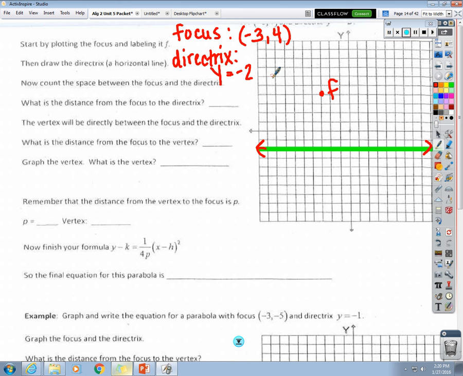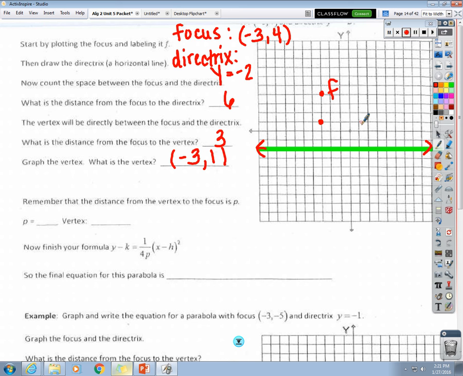Okay, now, what is the distance from the focus to the directrix? 6. So if our vertex is directly between them, what will the distance be from the focus to the vertex? 3. You just halve it. So I can go to this line or start up there, it doesn't matter, and just go 3 units away. And that's where my vertex will be. Now, what are the coordinates of that vertex? Negative 3, positive 1.